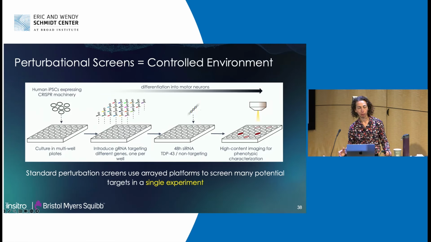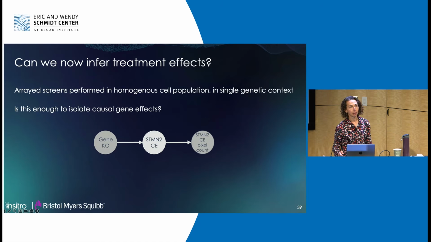A standard screen uses an arrayed platform where within every well we introduce a unique perturbation. To create our sick cells, we use an siRNA to deplete TDP-43 and then image using high content imaging. But we also want to make sure we're looking specifically at the effects of TDP-43 depletion, so we also introduce healthy controls using a non-targeting siRNA. With these healthy controls in hand, it seems straightforward to estimate our perturbation effects, right?